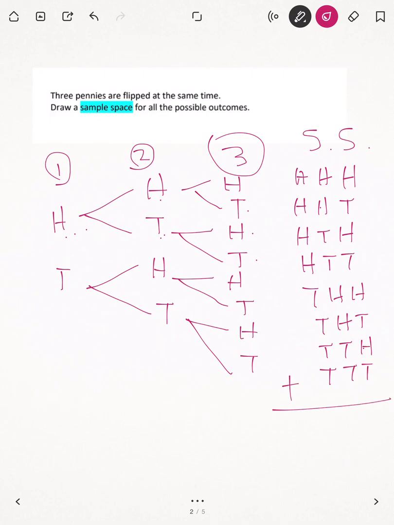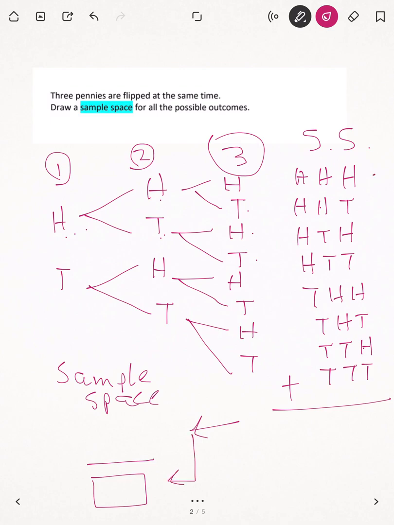Let's add them all together to get the sample space, which is always the denominator of our probability fraction. 1, 2, 3, 4, 5, 6, 7, 8. 8 is the sample space.